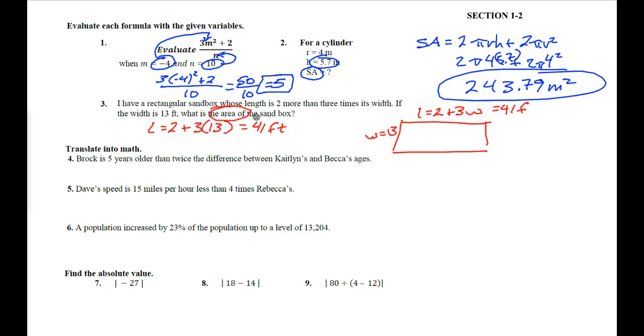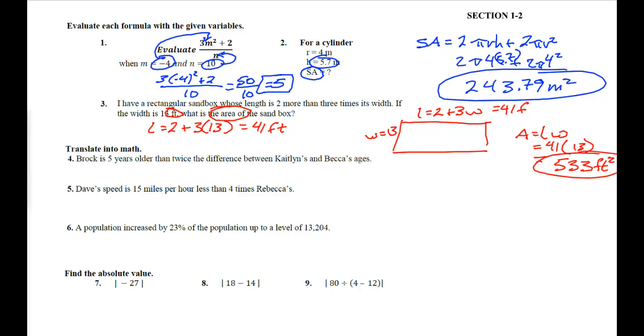What is the area of the sandbox? The formula for area equals length times width. So that's going to be 41 times 13. There's the width, which gives us 41 times 13. Punch that in the calculator and we get 533. And this is area, so this is in feet squared. Excellent. All right.